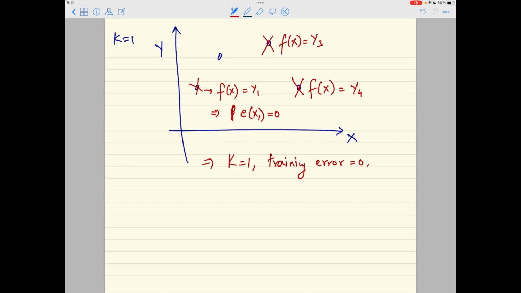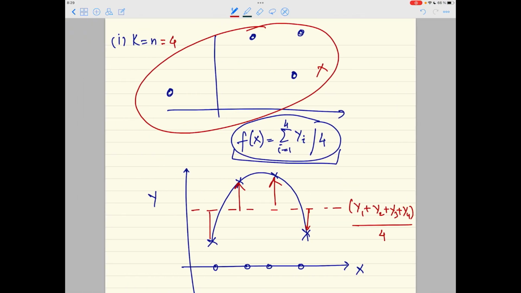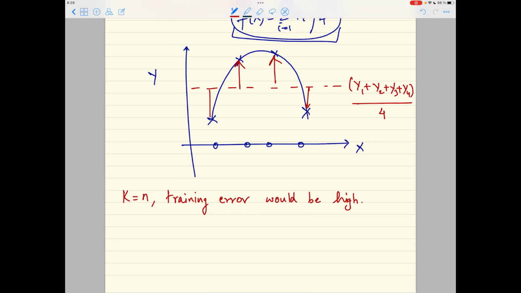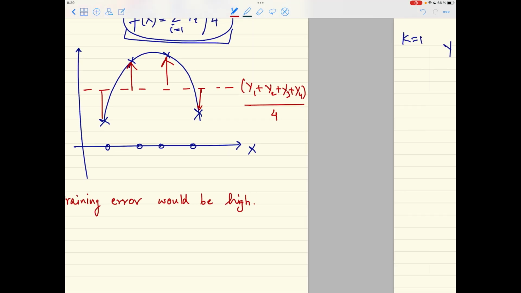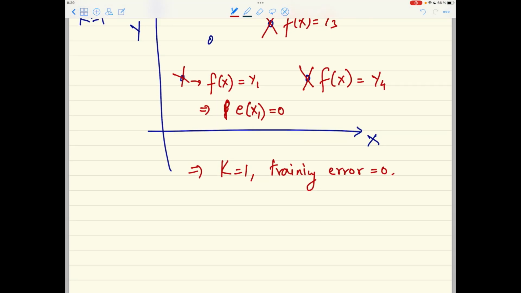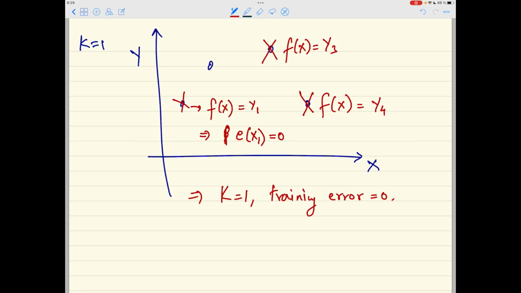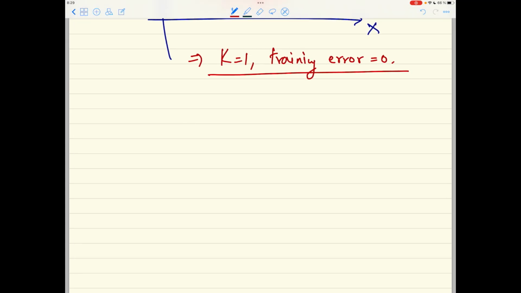So we have two extremes now, right? When k was equal to n, and that's the maximum number of points that we have, then the training error was high. We were not able to capture any variability even in the training set. And the other extreme is when k is equal to 1, and here the model that we have is extremely versatile, so it's able to capture all the variance in the training points, and as a result we have a 0 training error.